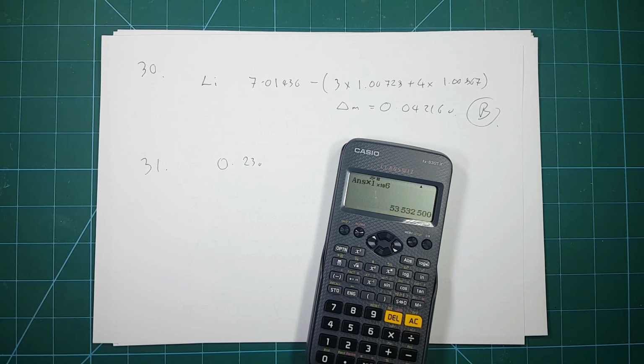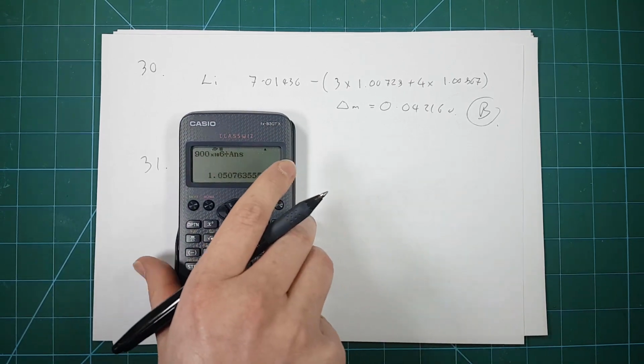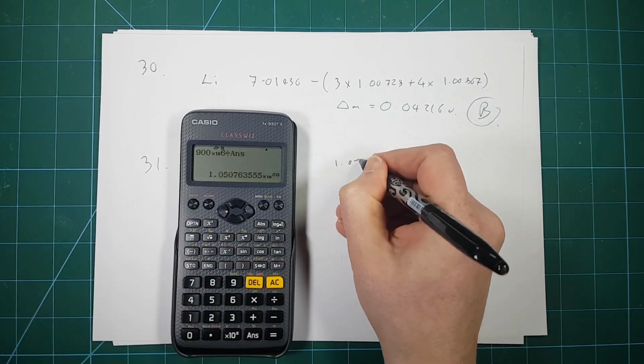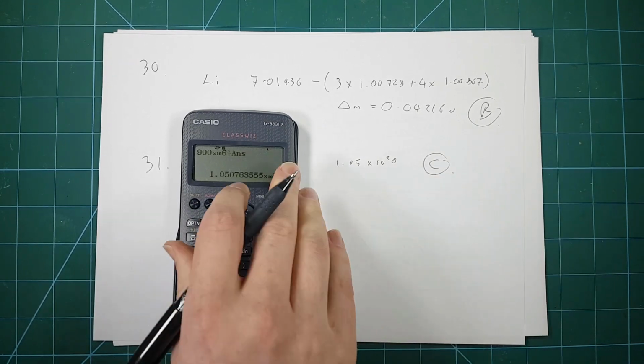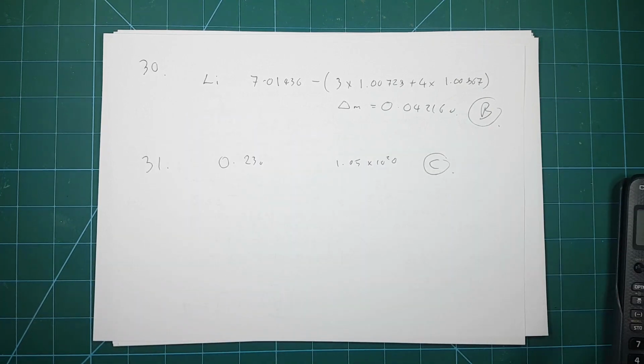Okay, now we need to change that into joules. So we times by 1.6 times 10 to the minus 19 to change electron volts into joules. And then we want 900 megawatts. So that's 900 megajoules of energy each second. So do 900 divided by that answer, which gives us 1.05 times 10 to the 20, which is, lo and behold, C. Okay, lots of steps in that one. And that is the end of the second assessment.